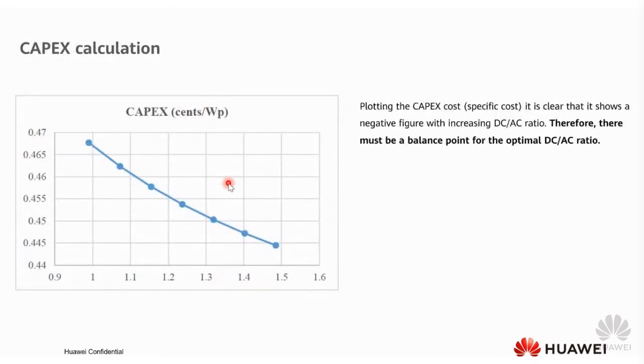So the capex calculation also shows a negative figure. It means that if you change the DC-AC ratio, because the AC part is fixed, the transformer station will not cost less because you have a different DC-AC ratio. Also, the inverter will not cost less because you have more or less DC power. But based on this, the specific cost based on peak power will be lower for a higher DC-AC ratio.